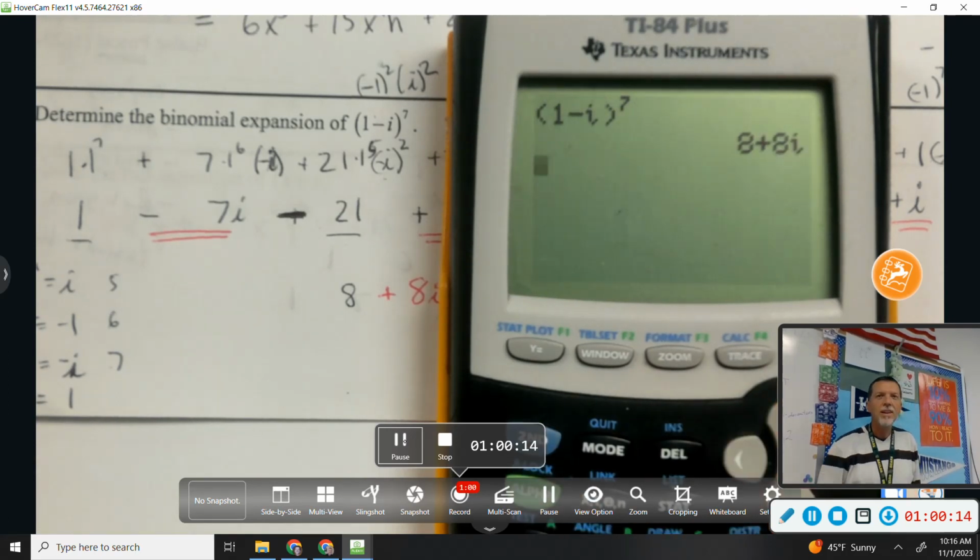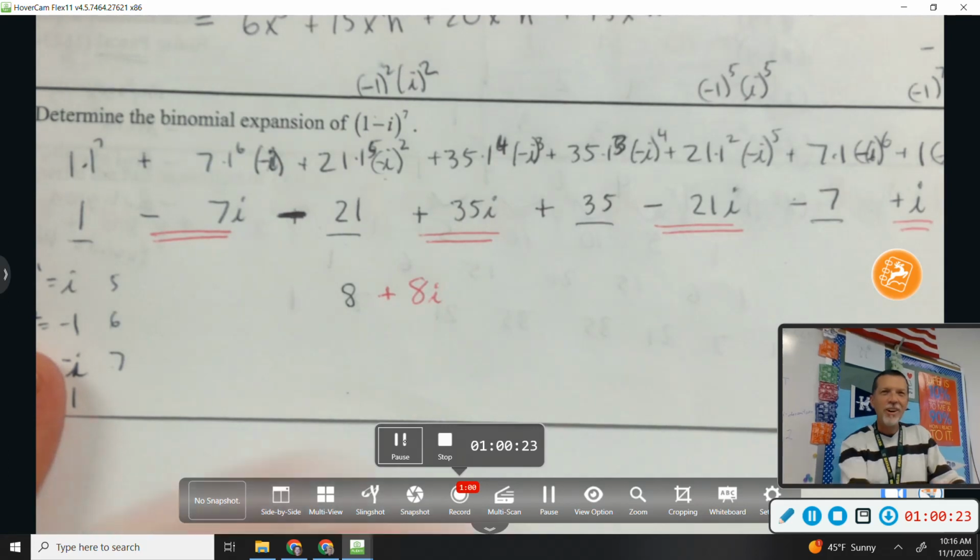Why didn't we do that at the beginning? Because we didn't have a calculator at the beginning. I had to reach down here to get my calculator. I didn't want to do that. I would much rather work it all out than reach all the way down there and grab my calculator and work on it.